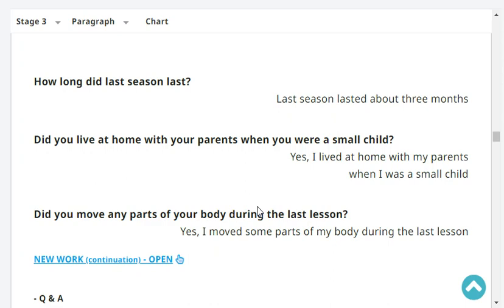Did you live at home with your parents when you were a small child? Yes, I lived at home with my parents when I was a small child.